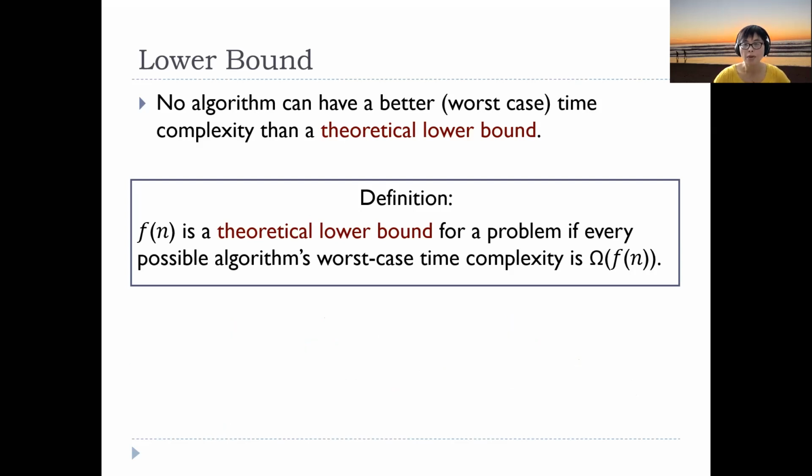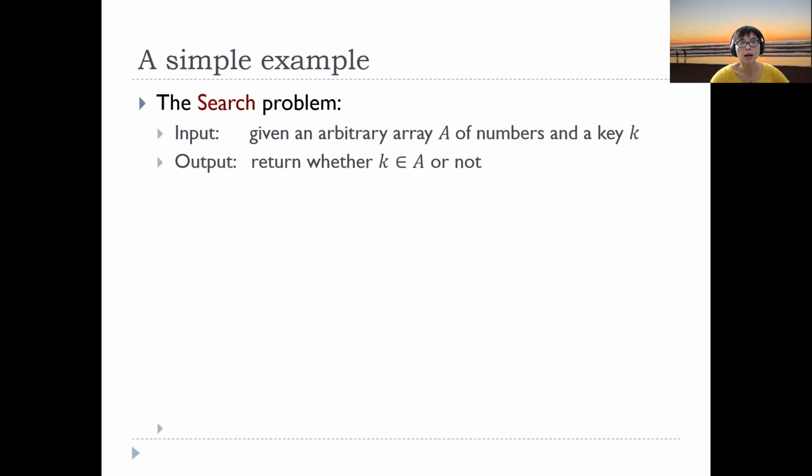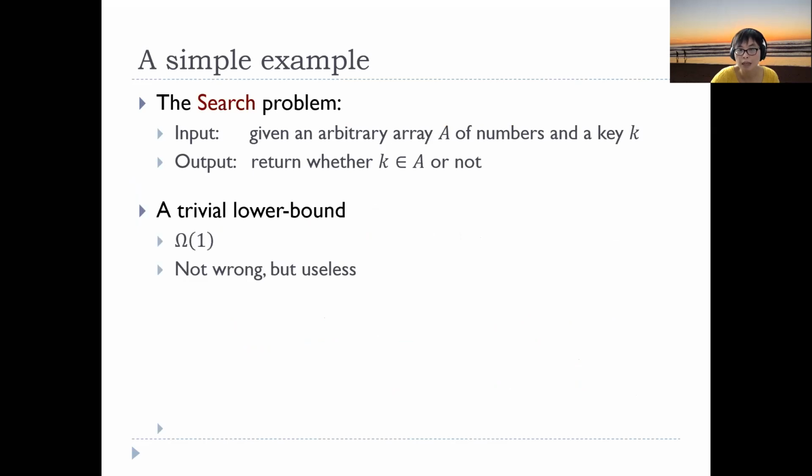Now let's look at the search problem that we have seen before. We're given an array and we try to search for a specific key k, whether it's inside or not. Again, for the search problem I can give the same constant lower bound, because any algorithm has to at least do something to this array and return something, so that takes constant time. So this is not wrong, it's just not useful.